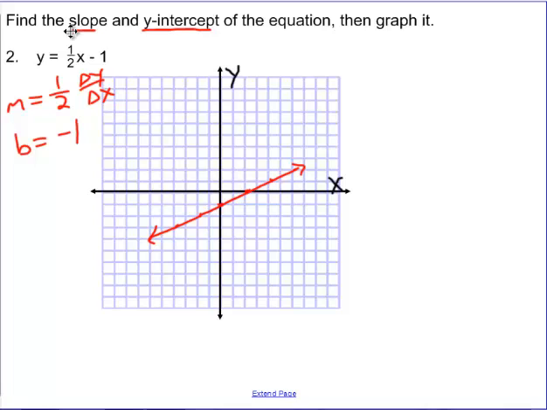Holy cow, I'm on a roll. And now I've seen the line y equals 1/2 x minus 1 graphed.